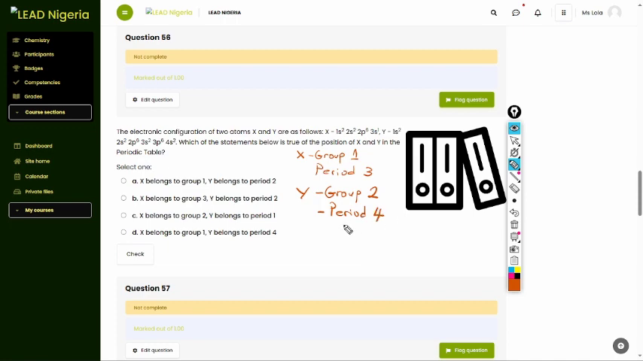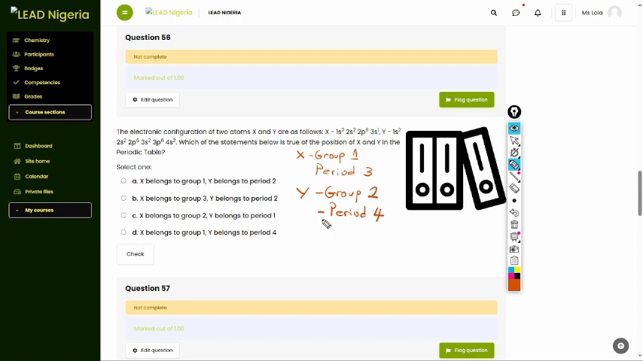So which of the options corresponds to what we have here? X belongs to group 1, Y belongs to group 2. I think that is the correct one. But let's see the others. X belongs to group 3, which is wrong already. X belongs to group 2, no. X belongs to group 1, Y belongs to period 4.